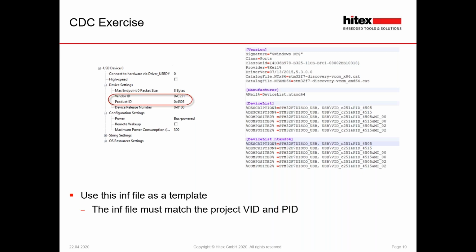In the later versions, I think about Windows 10, the support for virtual COM port is already built into the operating system. In earlier versions of Windows, we need to provide an INF file, and there is an example of one of these provided with the tools. We can use this but modify the vendor and product ID so it connects to our device. So again, you can sort of use what's already in the tool chain.